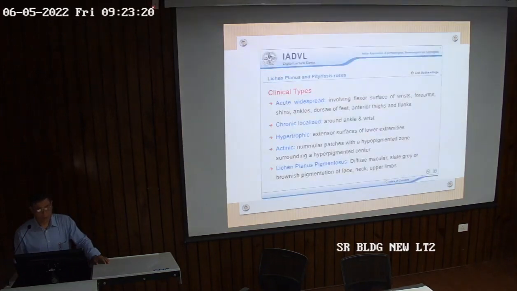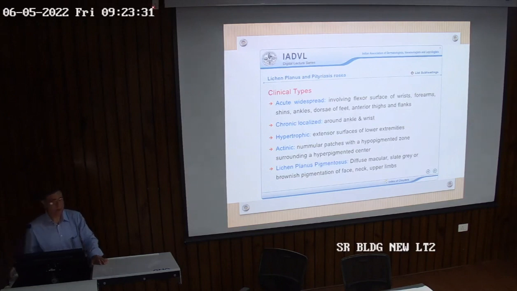Now the types of lichen planus. There are many types of lichen planus. We'll just go through the types. We'll not go into details of these. Even if you remember lichen planus and its common presentation, that is more than enough.